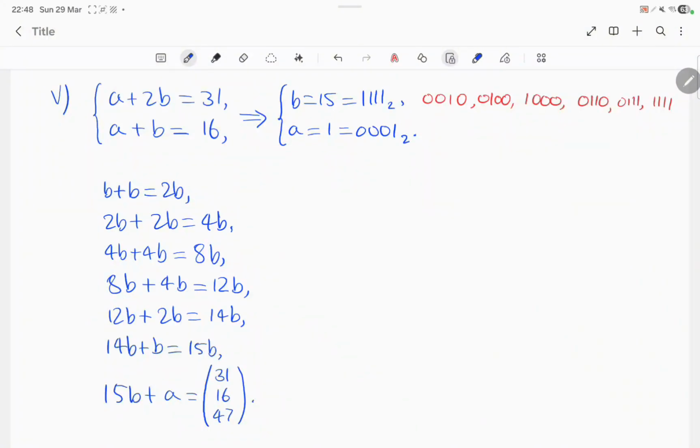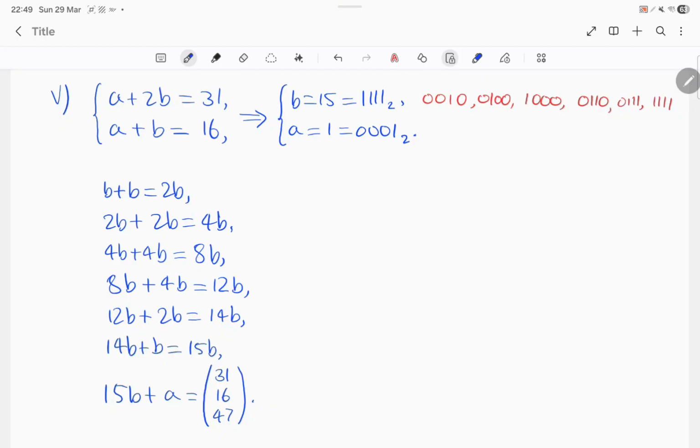Now we'll do question 5. Firstly, we'll solve the first two rows, and then we'll get that B is equal to 15 and A is equal to 1. I'm going to represent these in binary. 15 is equal to 1111 in binary, and 1 is equal to 0001 in binary. Writing these numbers in binary shows us how we can construct our rows.